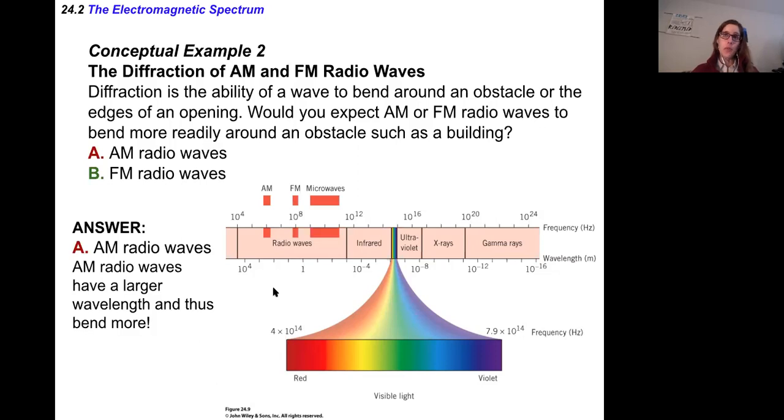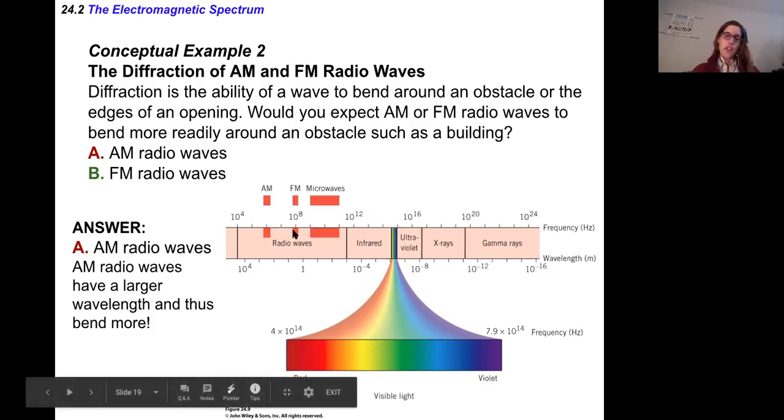And that's one reason why you don't need as many AM radio station towers, because they're able to travel much longer distances and bend around obstacles like mountains. Versus for FM, you need more frequent radio towers because they don't diffract quite as well. So there you have it. Thought that would be an interesting conceptual example that perhaps you could relate to. Don't worry too much about the diffraction itself. The more important thing here is understanding the difference in wavelength between the AM and the FM and how that can produce an effect.